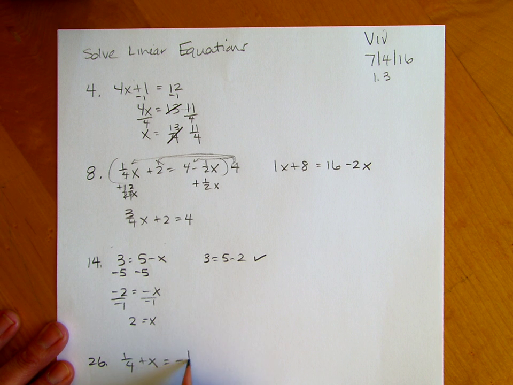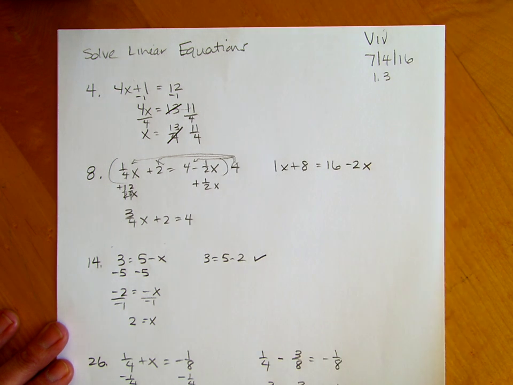Let's do another one with fractions. 1/4 plus x equals negative 1/8. I'm going to subtract 1/4. So I have x equals negative 1/8 minus 1/4. I'd like common denominators, multiply these by 2, and I get 2/8. So a negative 1/8 minus a 2/8 is a negative 3/8. Let's check that. 1/4 minus 3/8 equals negative 1/8, and this would be 2/8 minus 3/8 equals negative 1/8. That checks.